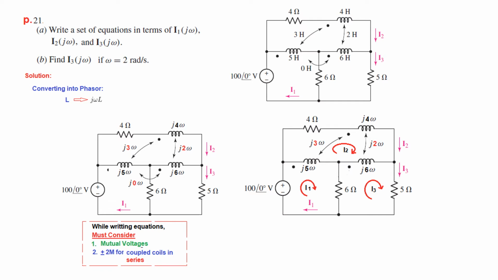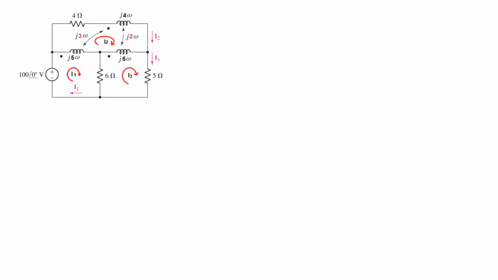Now let's see what the second point means. We'll see that in the next diagram. Let's see. So we were here, and keeping this in mind, we'll write the mutual voltages first.